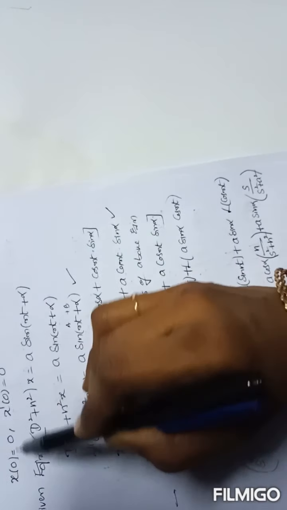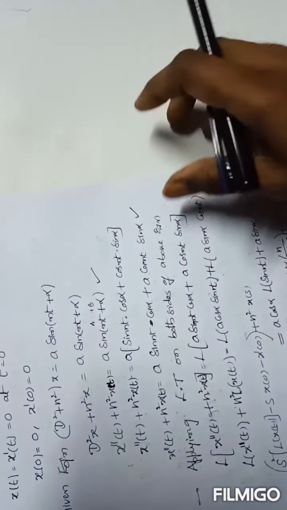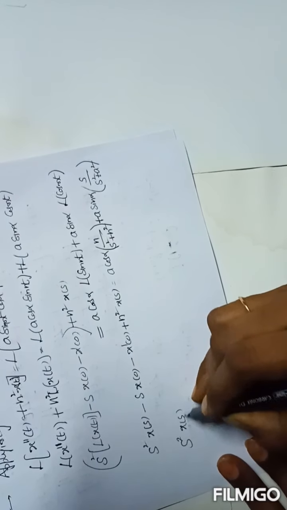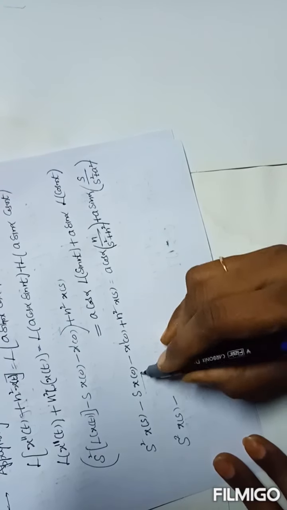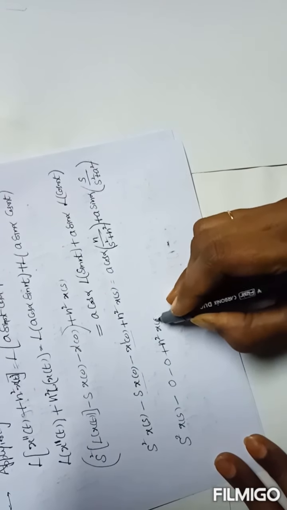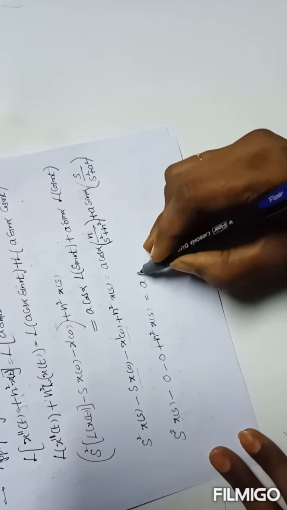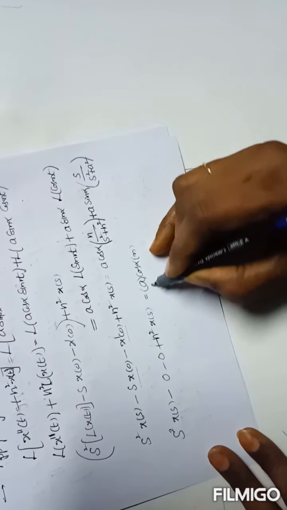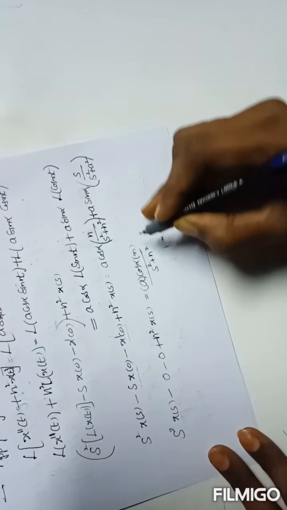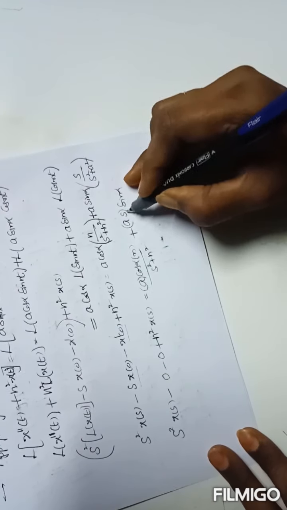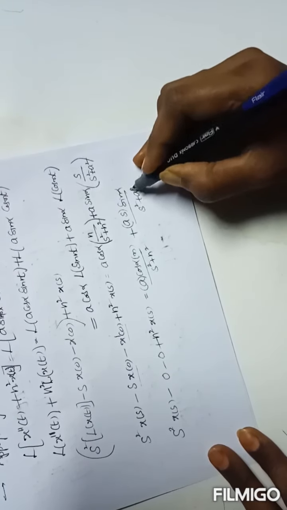After that you can write the initial conditions. What are the initial conditions here? X of 0 is 0, x dash of 0 is 0. By writing these here, s square x of s minus this is 0, this one also 0, plus n square x of s. On the right side, a cos alpha into n by s square plus n square, plus a sin alpha into s by s square plus n square.